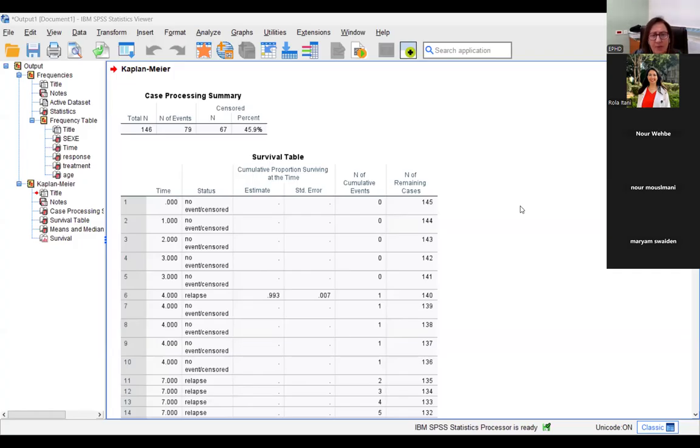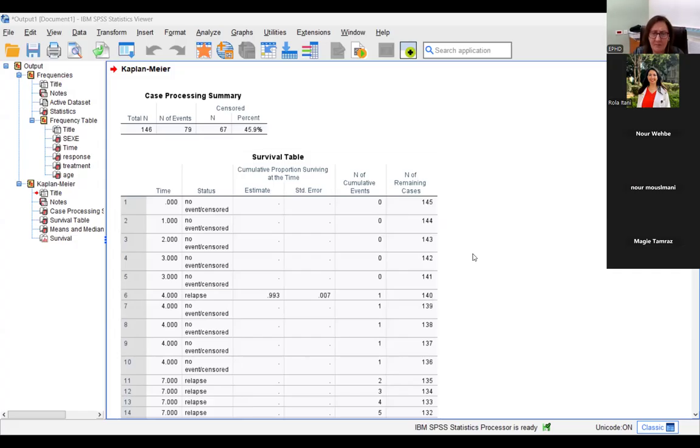So you see the survival table? Yes. Okay, great. Any thoughts? So remember, the survival probability is only calculated when we have an event. Exactly. So the first event here is at month 4. Before that, everyone is censored. Therefore, they give us the estimate with the standard error and the number of remaining cases, which are the ones that remain at risk. So we lost all these, and then what remains at risk is 140.